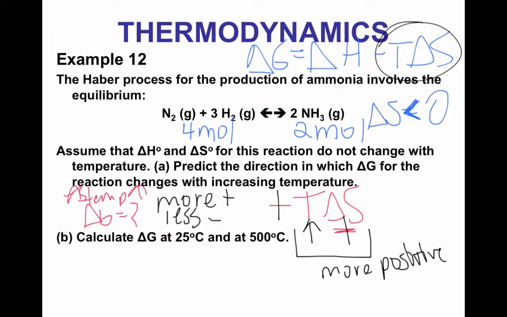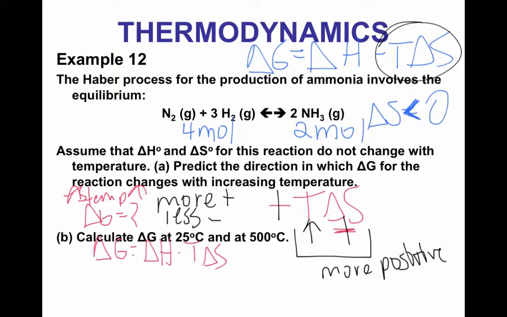And so now part B says to calculate delta G at 25 degrees Celsius and 500 degrees Celsius. So in order to calculate this, you need delta G equals delta H minus T delta S. And so to solve for this delta G, we need both delta H and delta S. So what you're going to have to do is look in Appendix C, solve for both delta H and delta S for that reaction, and then once you have that, plug in your temperature for T. So instead of 25 degrees Celsius, it's going to be 298.